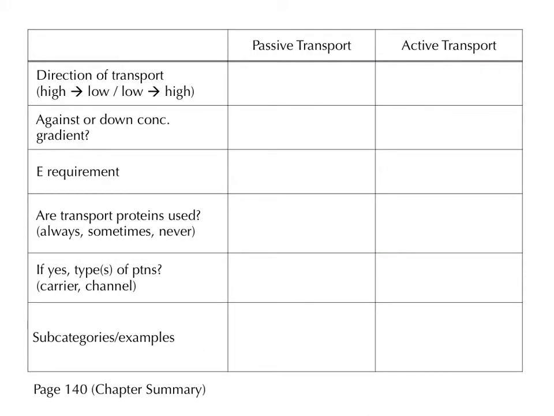So here's our little chart. We've kind of talked about it. So passive transport goes from high concentration to low, the natural tendency, versus active, which goes from low to high, shoving into an area that's already concentrated.